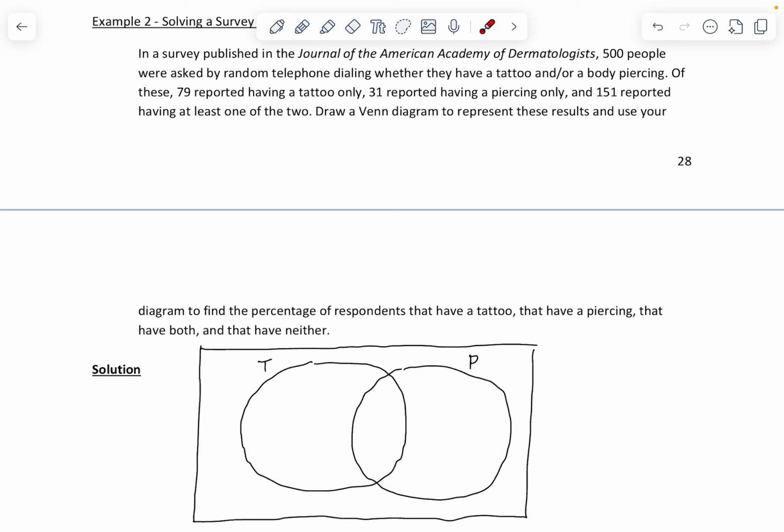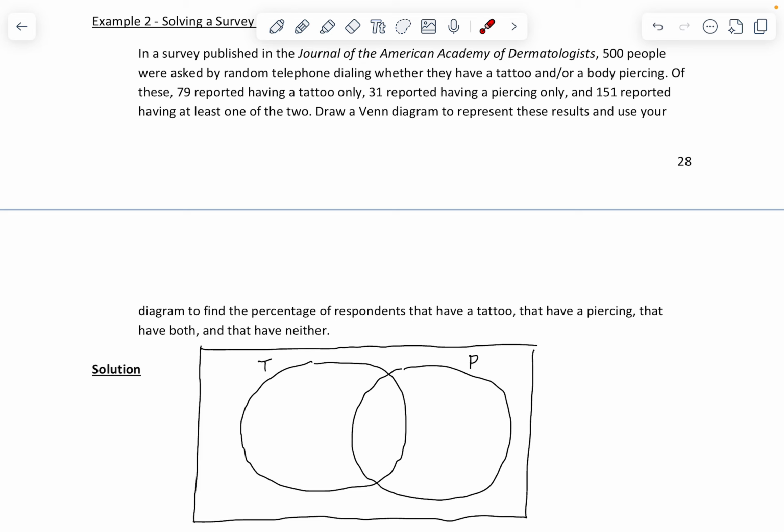So in general, it's helpful to focus on the intersection first and see if they tell you the number that goes in that intersection. The intersection would be the number of people surveyed who have both a tattoo and a piercing. But if we read this carefully, we're not really told what that is. That information is not given. If it is given, it's helpful to fill that in first. But if it's not given, then you have to employ a different strategy.